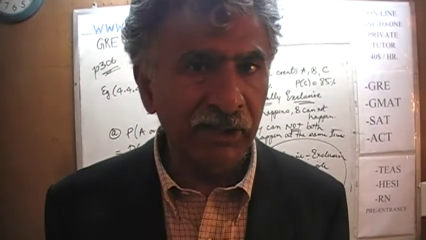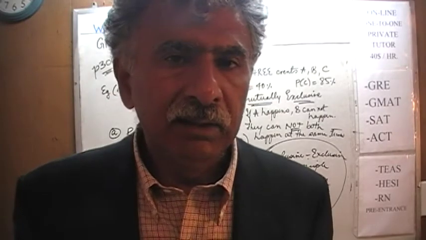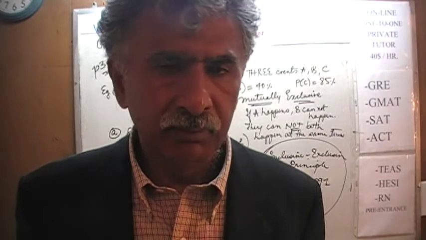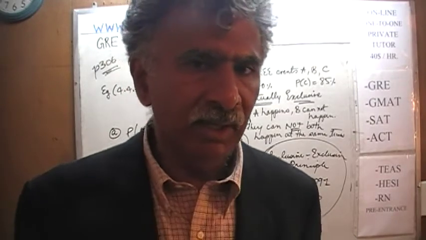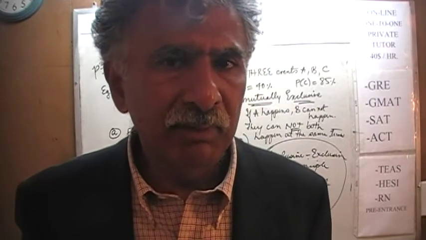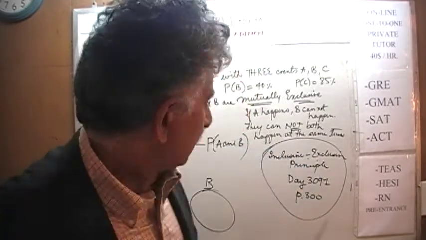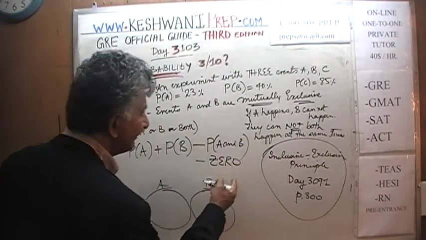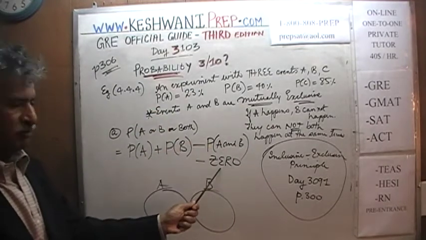It's like rolling a dice, with event A being the odds of rolling an even number and event B being the odds of rolling an odd number. In that case, what are the odds that both events happen at the same time? When I roll the dice, what are the odds that I get both an even number and an odd number at the same time? The answer is zero. So this part is just zero. And that's the importance of this information. Knowing that A and B are mutually exclusive means this is zero.